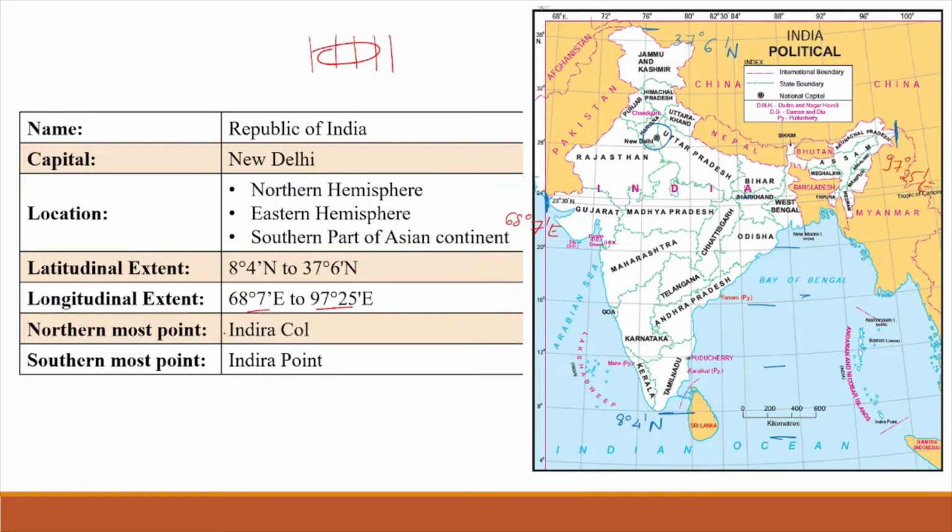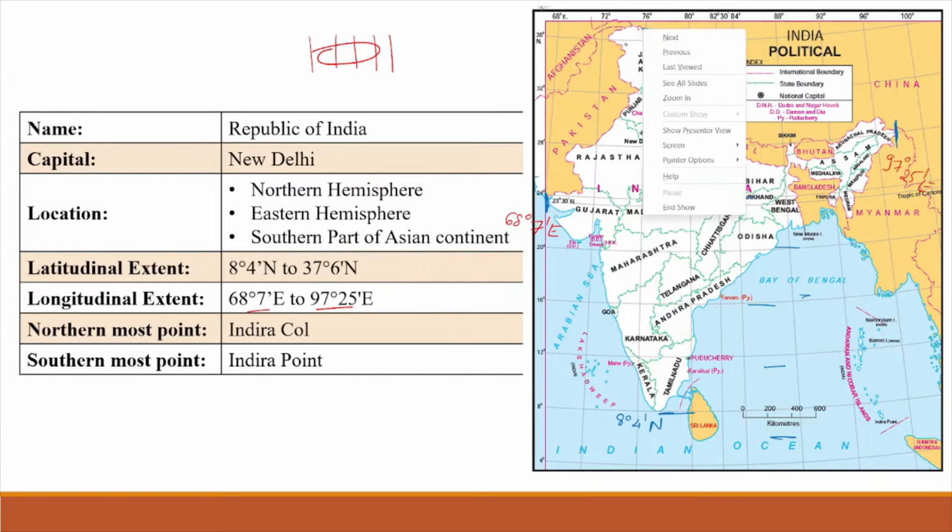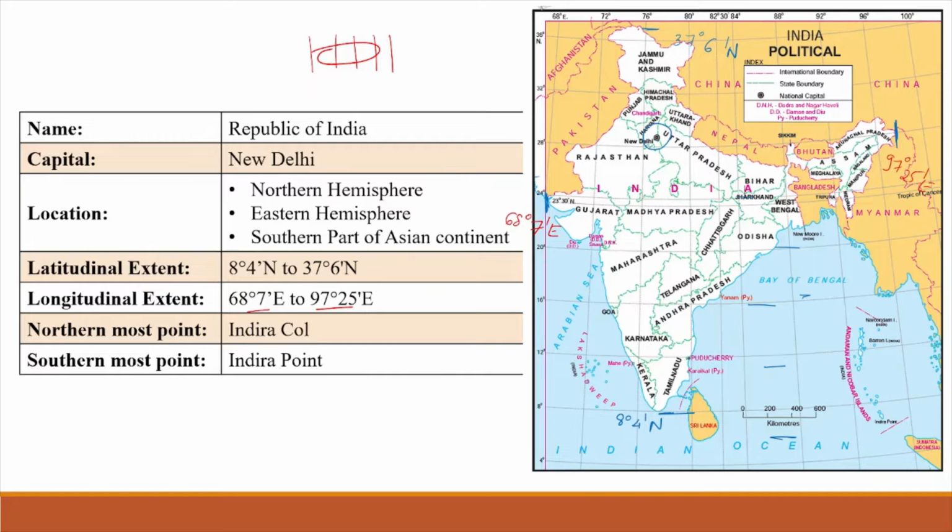Now the northernmost point of India over here is known as the Indira Col, and the southernmost part of India is here in the Nicobar Island, known as the Indira Point. This is all about the location of India on the globe.